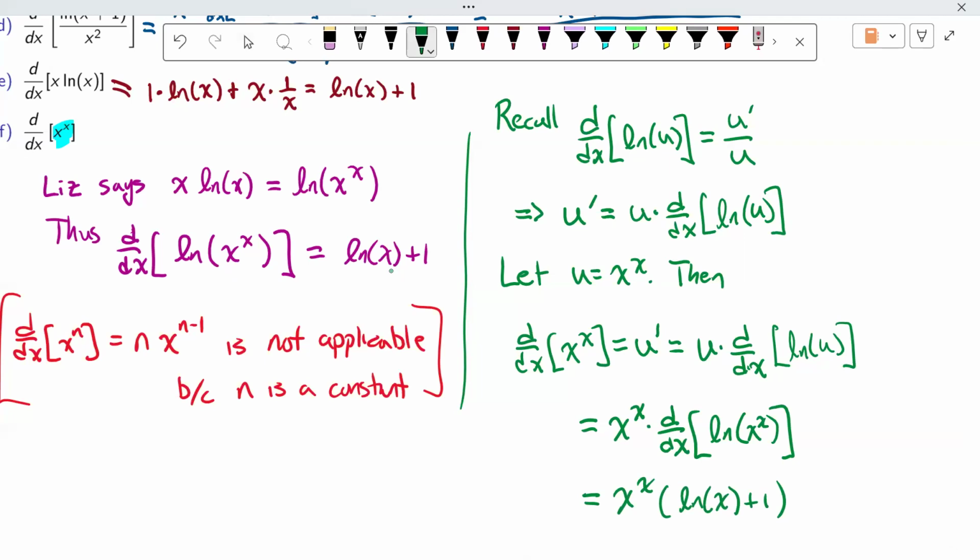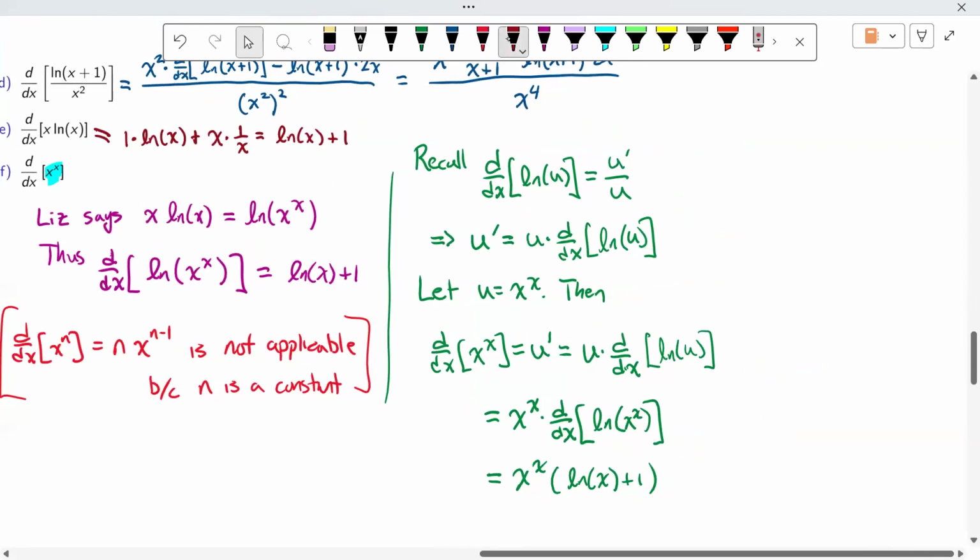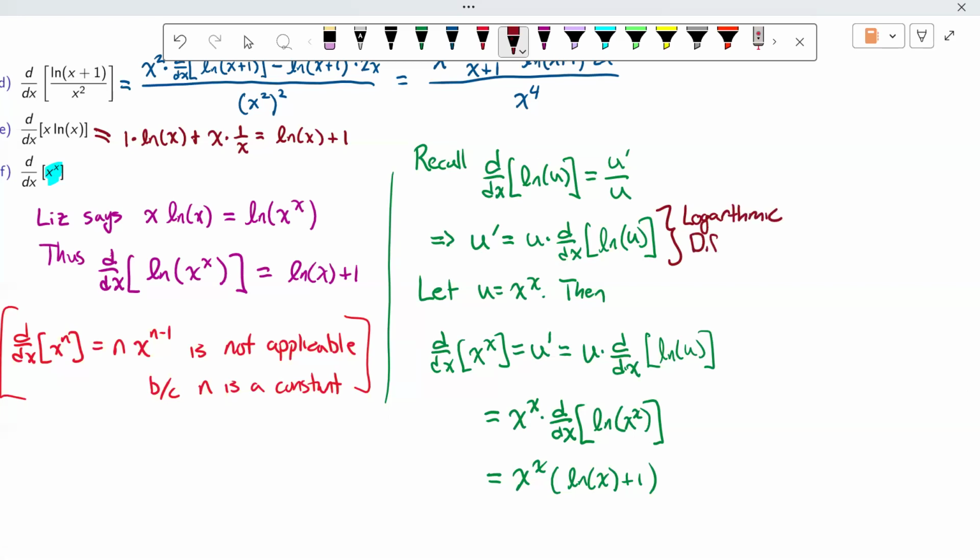Isn't that a crazy way to do a derivative? There's a special name for this technique. It's called logarithmic differentiation. And good news, I don't make you learn it very much. But it's good to at least be aware of it, that this is a method for finding a derivative.